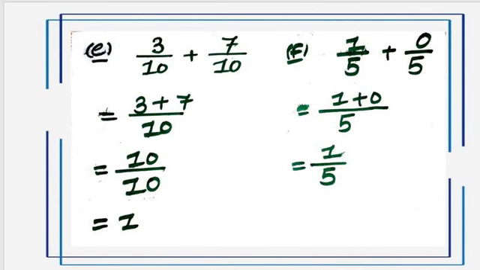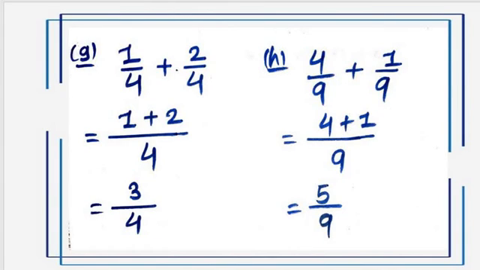We move on to the next questions, G and H. Let's check question number G. Question number G is 1 upon 4 plus 2 upon 4. Try to solve it on your own. First of all, write the question in your book and try to solve it. So write the question, 1 upon 4 plus 2 upon 4.